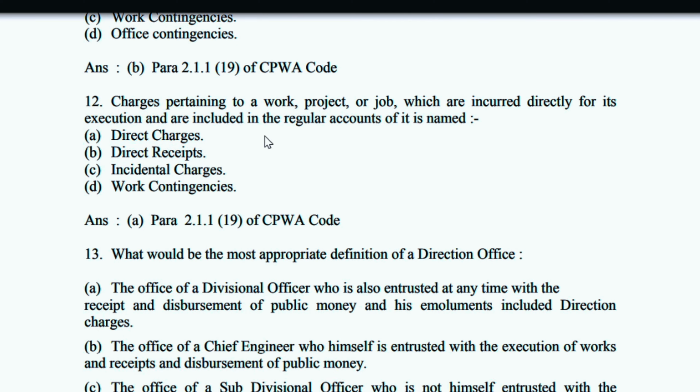Charges pertaining to a work, project or job which are incurred directly for its execution and are included in the regular accounts of its name. It is named direct charges. So direct charges.